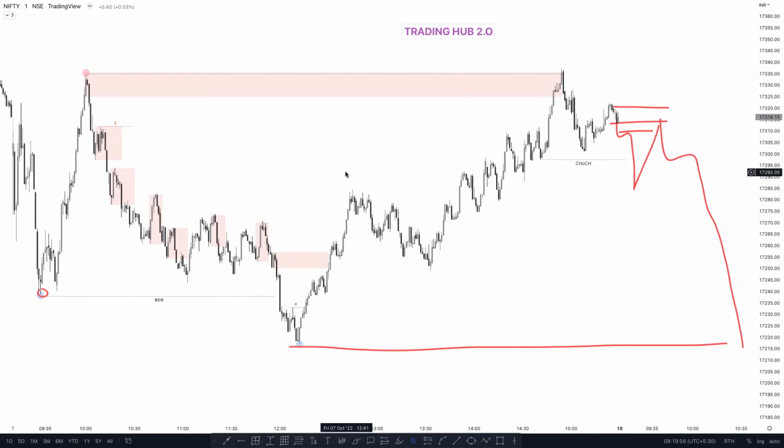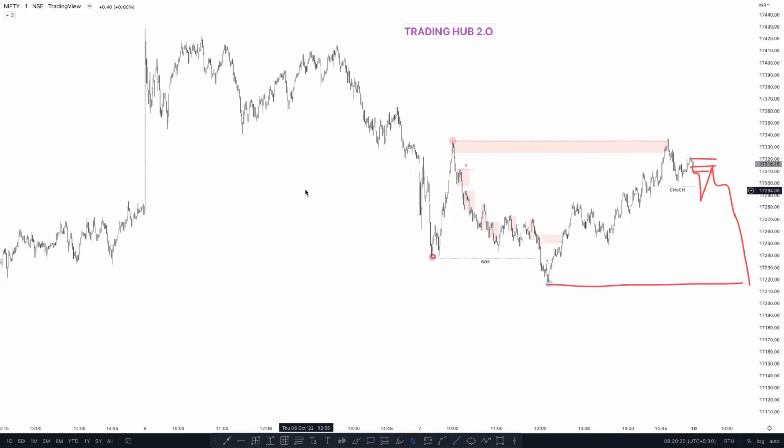But you can use the 15-minute higher time frame in the forex market, because the forex market is open 24 hours and the Indian stock market is open for a few limited hours only. So we can use 5 minutes for the higher time frame and 1 minute for the entry.